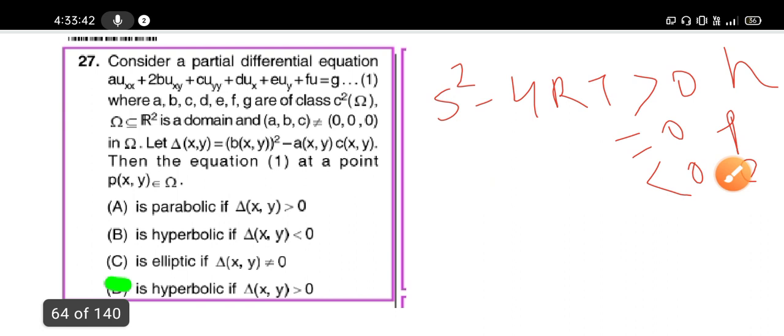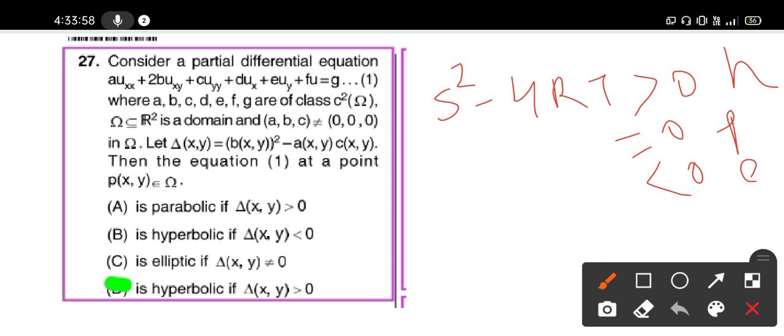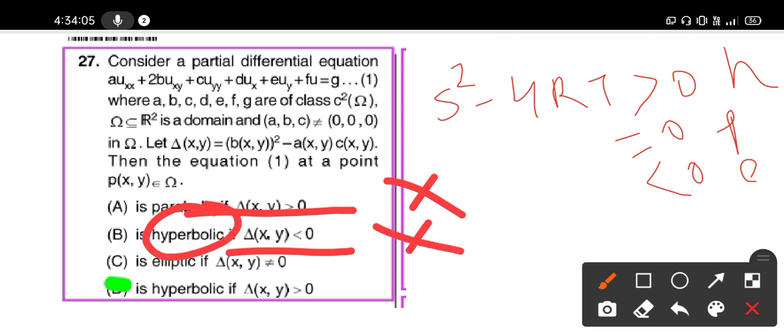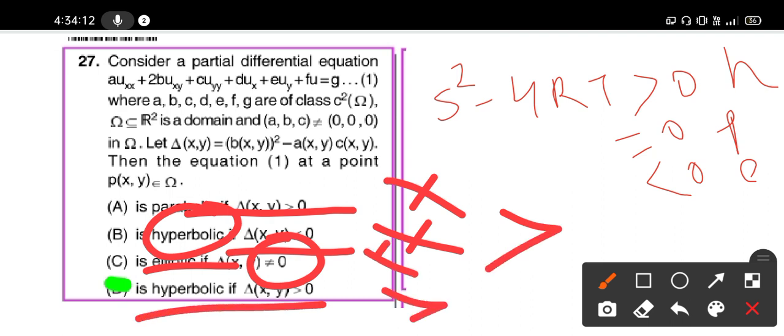Next question, consider the PDE. Here A, 2B and C are given. One result: B square minus 4AC greater than 0 is hyperbolic, equal to 0 is parabolic, less than 0 is elliptic. First of all, check the options. Parabolic for greater than 0, this is not true. Less than 0 hyperbolic is given, this is also not true. Elliptic for non-zero, if greater than 0, this is not satisfied. Hyperbolic greater than 0. So option D is correct.